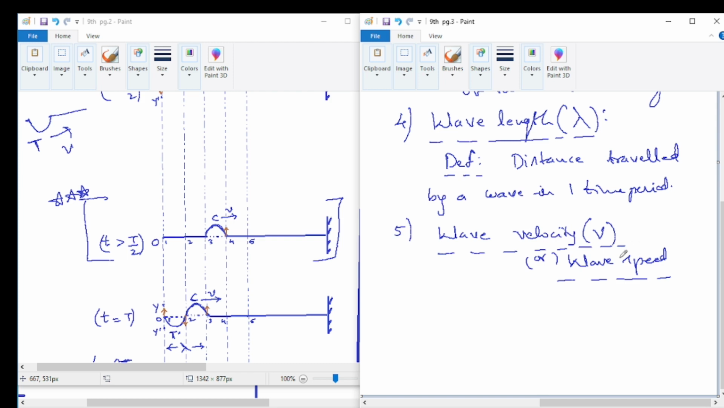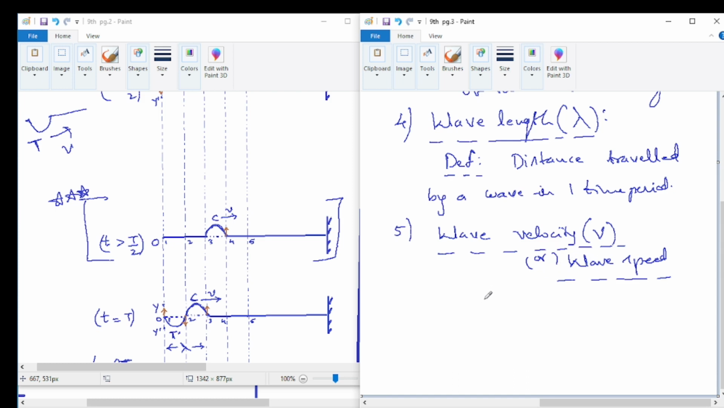Very easily speed can be proved to be the magnitude of velocity. Say the velocity is 30 meters per second. Velocity means direction also is important, 30 meters per second towards north or towards east, but without considering the direction, only the magnitude will be 30 meters per second. That is nothing but wave speed. Exactly, it can be proved. That's why wave velocity is sometimes called wave speed, or speed of the wave, or velocity of the wave. So it's nothing but the velocity or speed with which the wave is traveling.